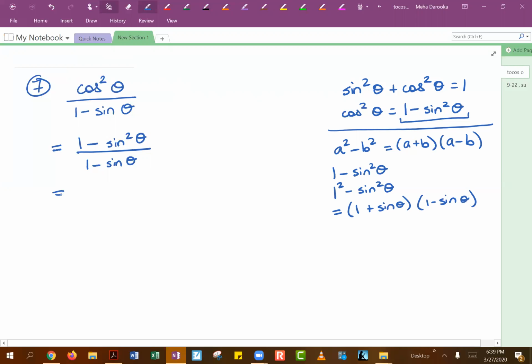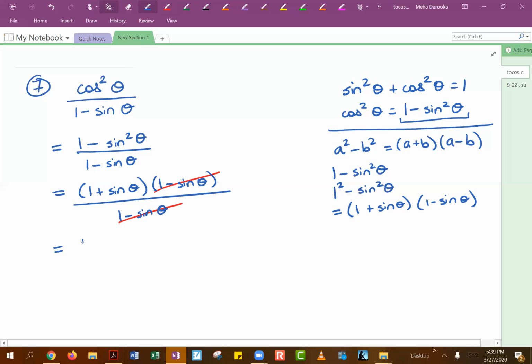So again, using this difference of squares here, I'm going to again rewrite my numerator as 1 plus sine theta, 1 minus sine theta. Keep your original denominator as it is. So now you will notice that I have 1 minus sine theta on the top and I have 1 minus sine theta on the bottom. So they will end up canceling each other out.